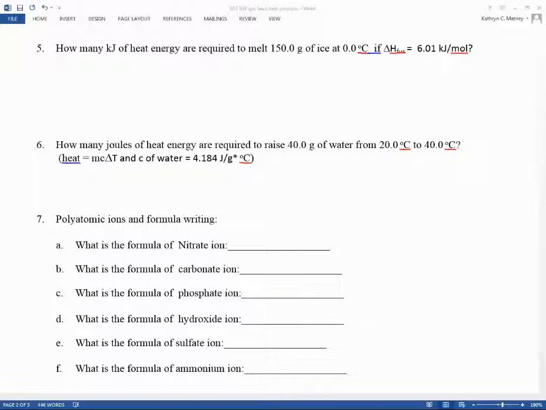Those are polyatomic ions you must memorize. We're going to have a quiz on those next week. All 6 of them. You must know their names and their formulas. I'll give you one, you give me the other.